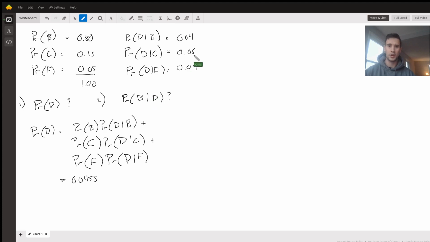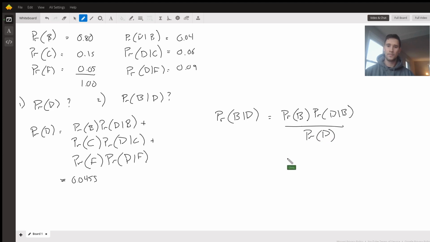Okay. The other way is this, you're asking about this conditional probability here. And just real quick, because I'm running out of time, you would use Bayes' theorem for that. So you would say the probability that it was made by Breakers given a defect is the probability it was made by Breakers times the probability of a defect given it was made by Breakers, divided by the probability of a defect. That would be 0.80 times 0.04 divided by this guy, 0.0455. Okay, so that would be your answer.